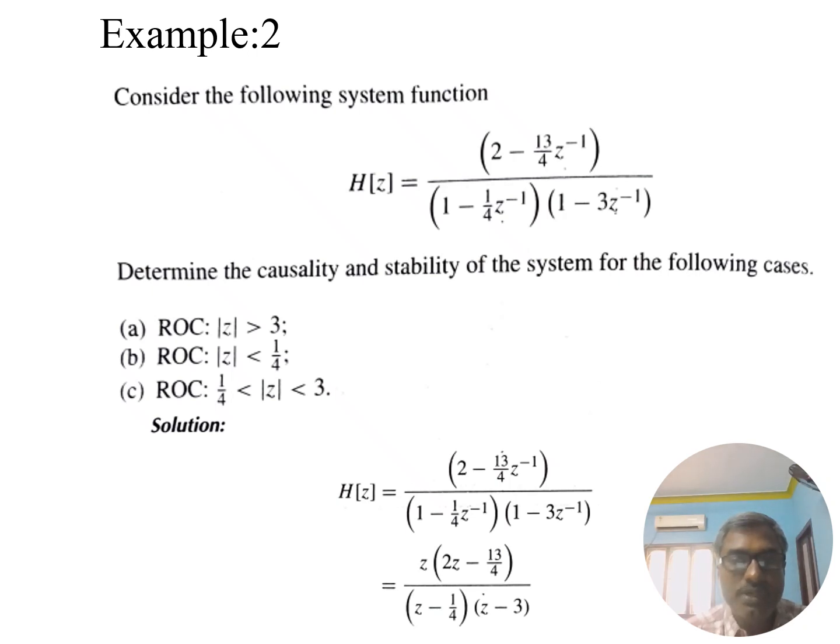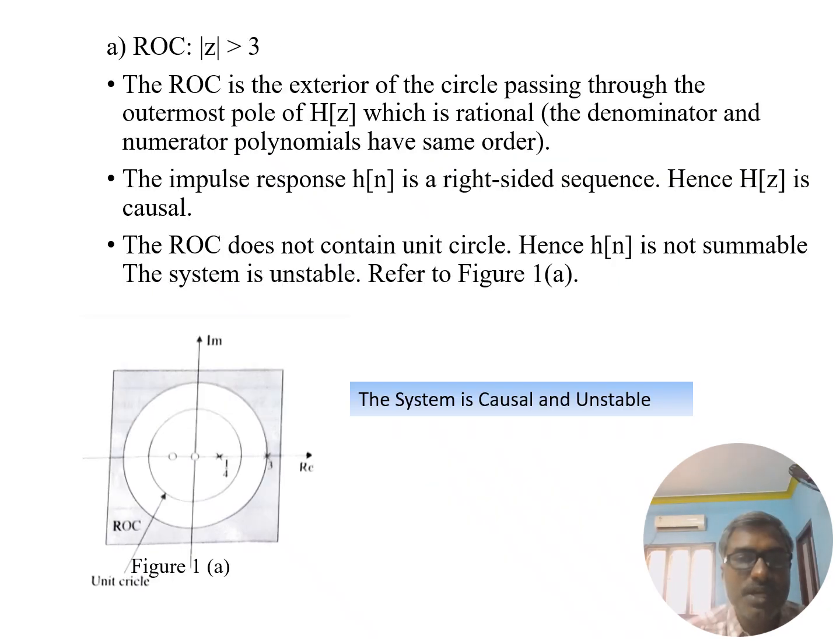Now we have to rearrange the terms of the system function. Finally, we will get H(z) = z(2z - 13/4) / ((z - 1/4)(z - 3)). The first condition is region of convergence |z| > 3. For this condition, the ROC lies exterior of the circle, so the system is said to be causal.